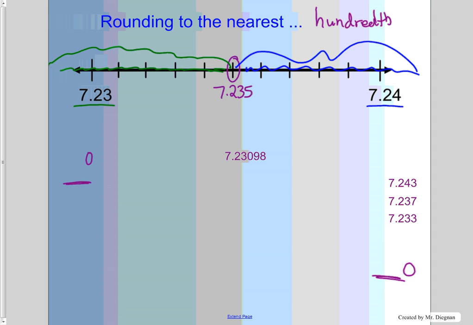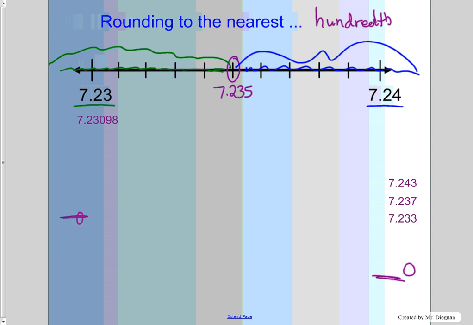7 and 23,098 hundred thousandths. Where is that going to round? What I want to do is figure out, is that a green number or a blue number? Let me match it up here. 7, 2 tenths, 3 hundredths, 0 thousandths. Oh, look, it's smaller. It must be in here somewhere. What's it going to do? It's going to round to 7 and 23 hundredths.